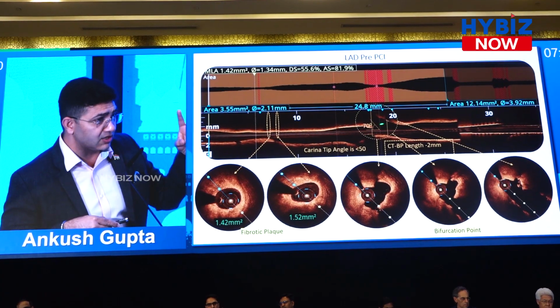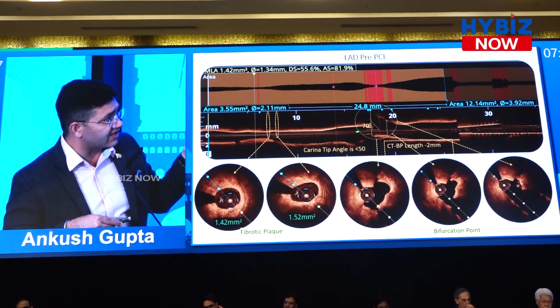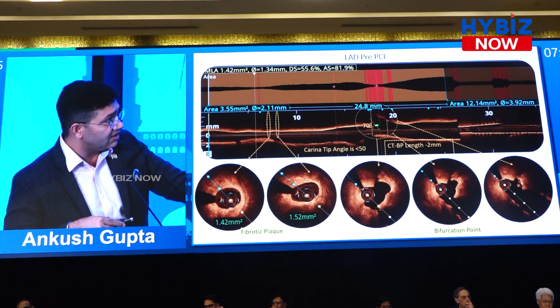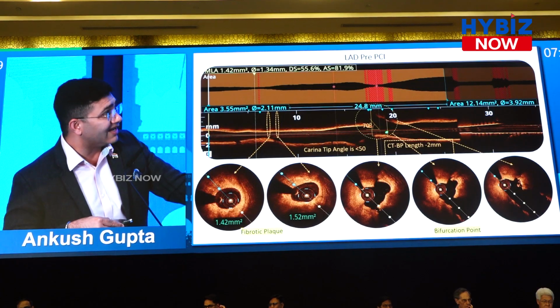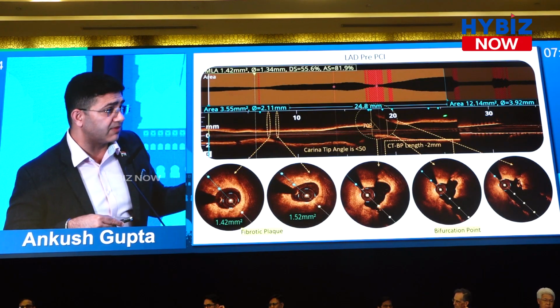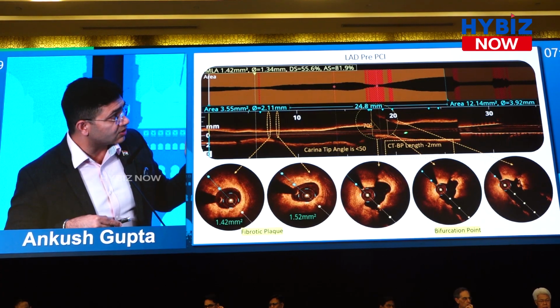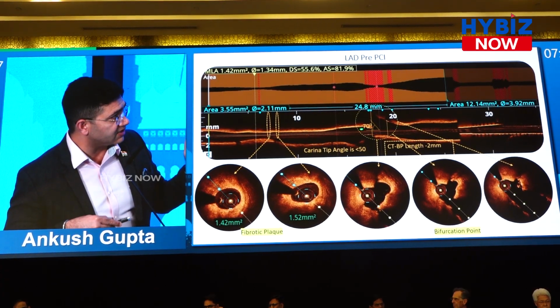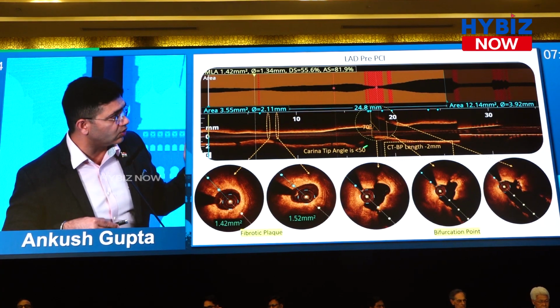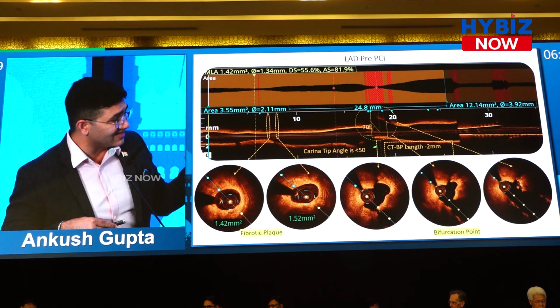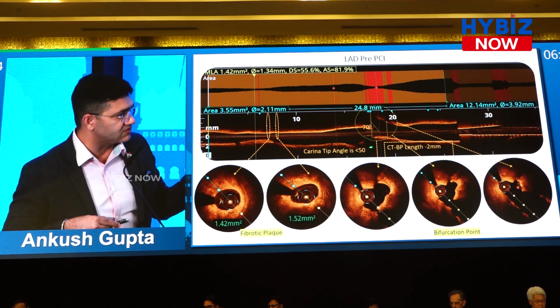Three more things that you need to see on OCT in bifurcation angioplasty. First is the cranial tip angle. If this cranial tip angle is less than 50 and your cranial tip to bifurcation point length is less than 1.7, there is a risk of side branch compromise. A third thing you should always look at is the composition of plaque opposite to the side branch ostium. If I have a large calcified nodule opposite to the side branch and I go for a provisional strategy without modifying this nodule, my stent may shift there, there will be cranial shift, and there are more chances of side branch compromise.